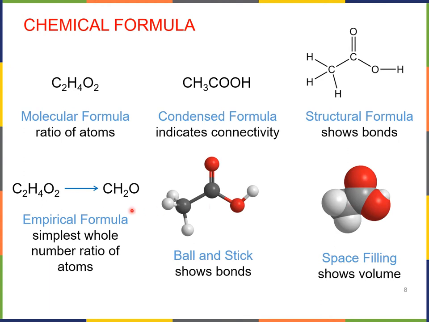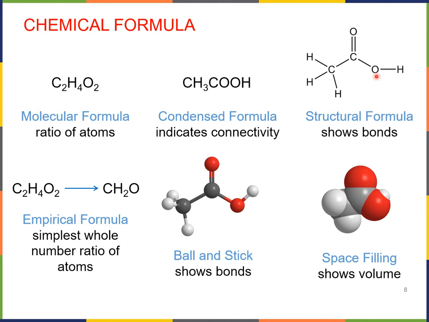Another concept that we can apply to formulas is called the empirical formula. The empirical formula gives you the simplest whole number ratio of atoms. For example, the molecular formula tells us C2H4O2. That reflects the structural formula. There, in the molecule, there are actually two C's, 1, 2, 3, 4 H's, and 1, 2 O's.